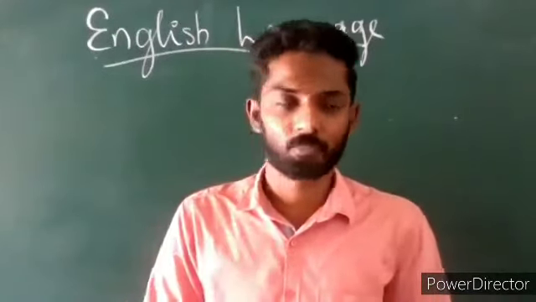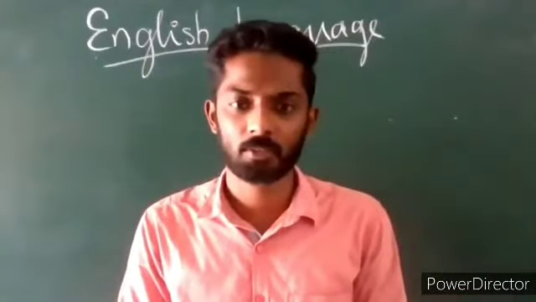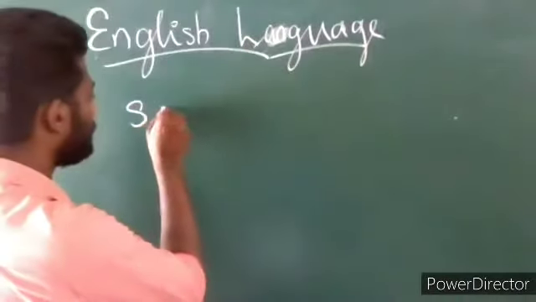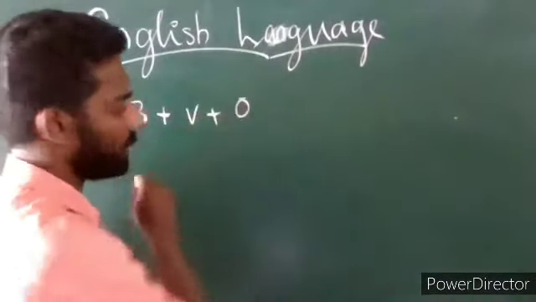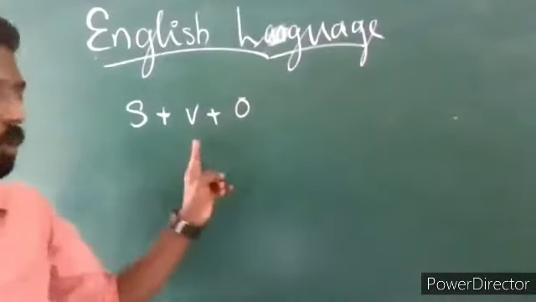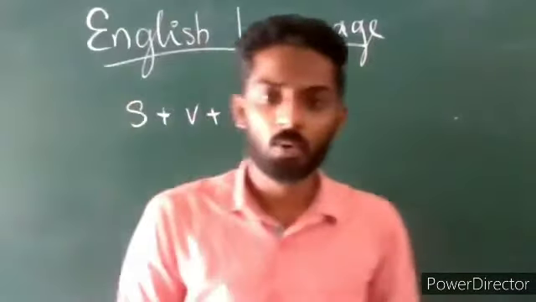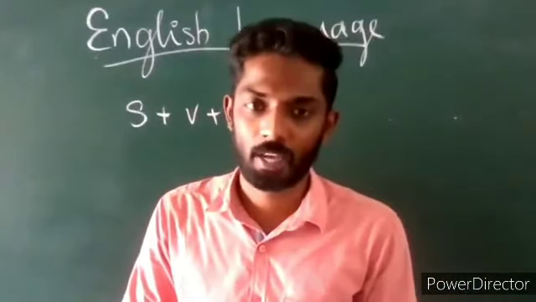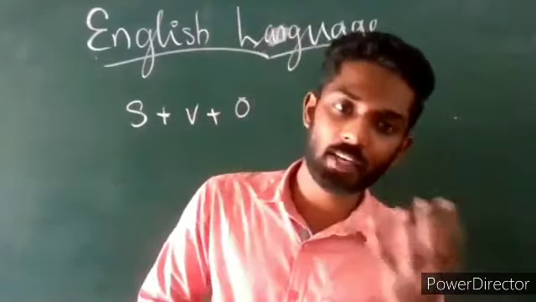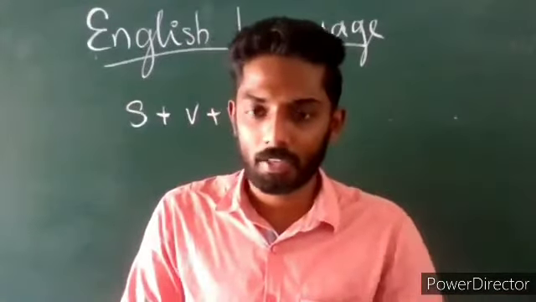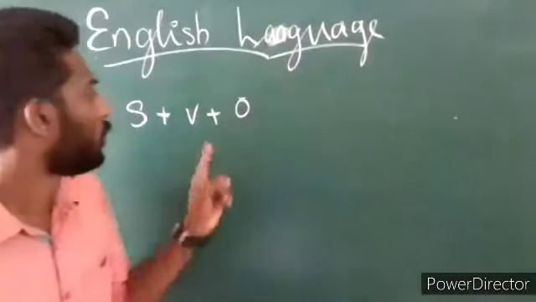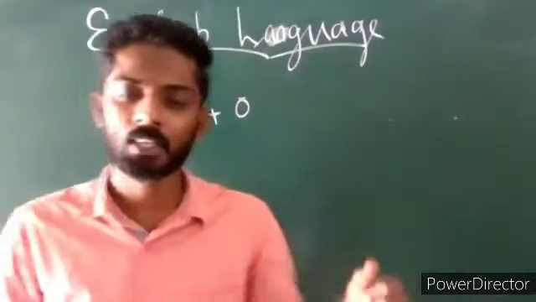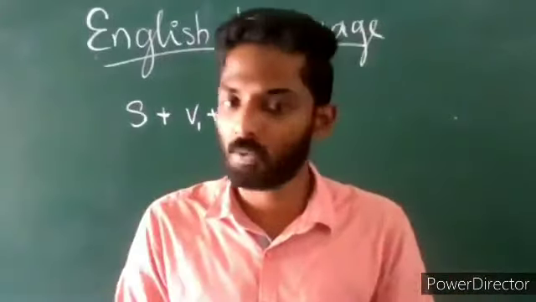Okay, so in the beginning, what is the structure of a sentence? That is subject plus verb plus object. Now we move on to simple present. What is the use of simple present? How to make a sentence in simple present? It is subject plus V1 plus object. What do you mean by V1? It is the first form of the verb, known as V1.